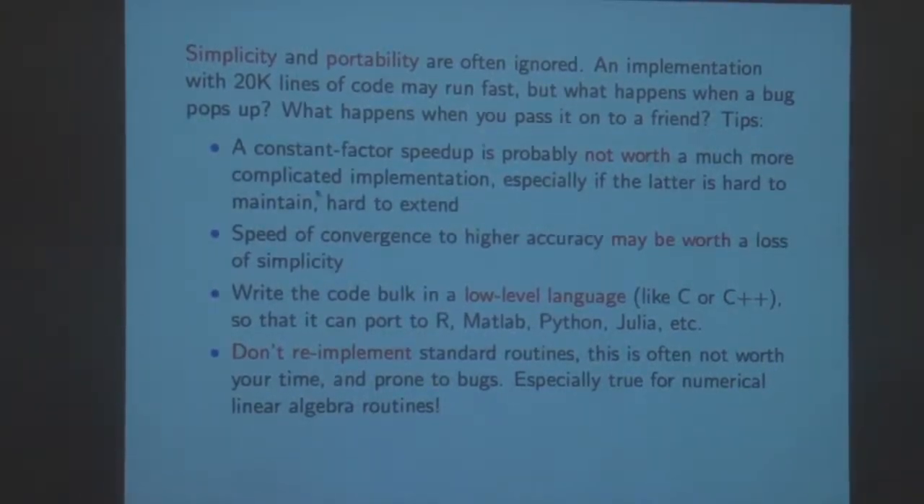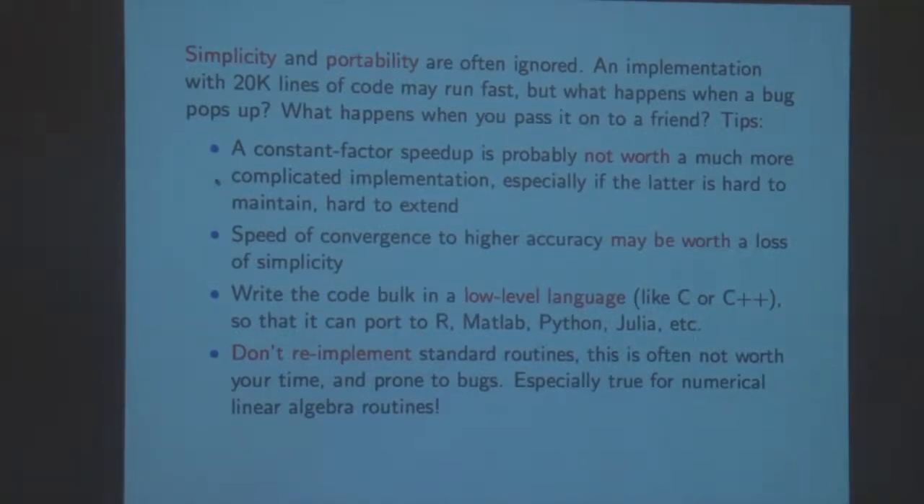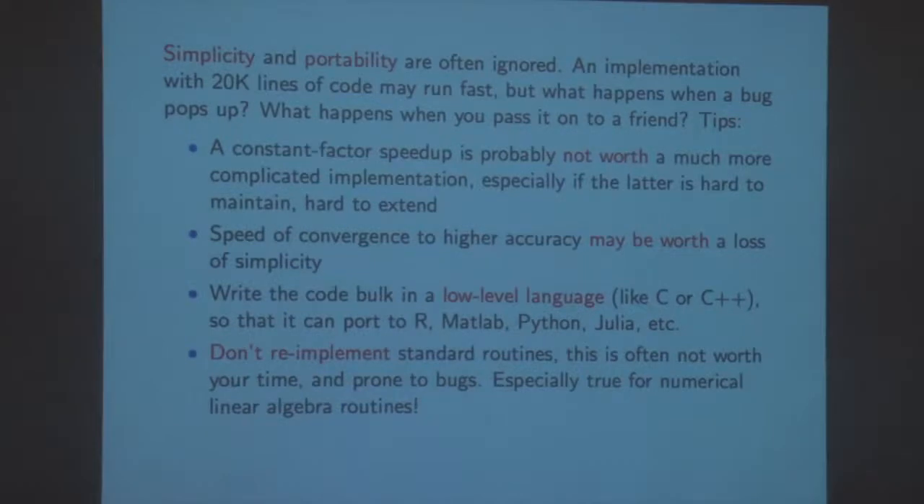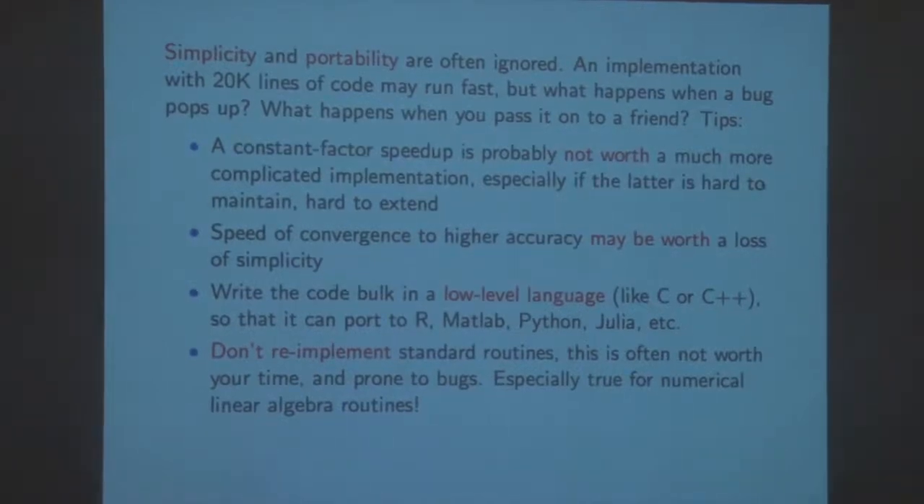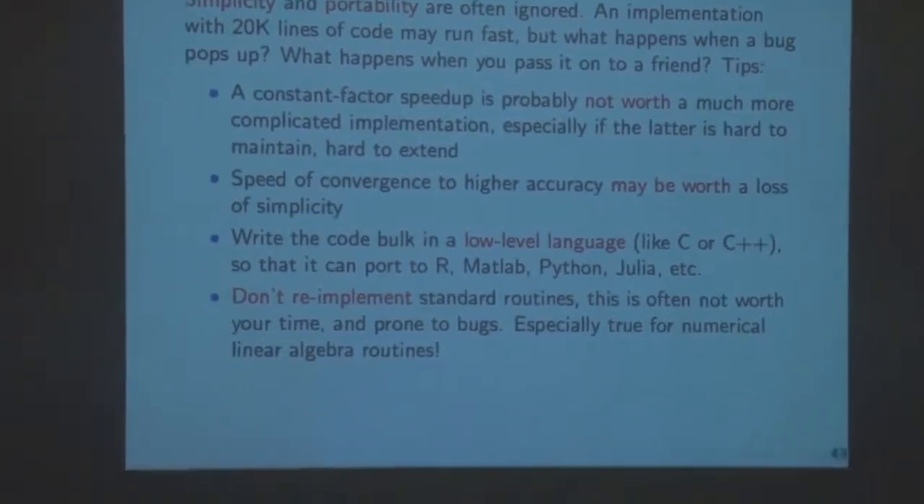So some tips, and these are rules of thumb. You may disagree with me, but these are certainly things I think are worth mentioning. A constant factor speedup is probably not worth a more complicated implementation. So if you have one implementation that runs in a certain empirical amount of time, and then you make it much more complicated, and it gives you a 2-times speedup or a 3-times speedup, it's honestly probably not worth it.